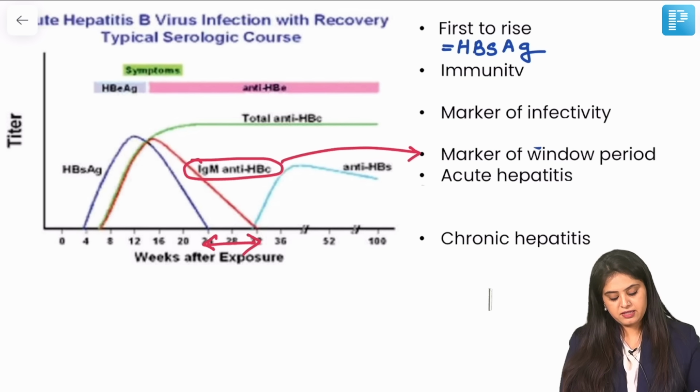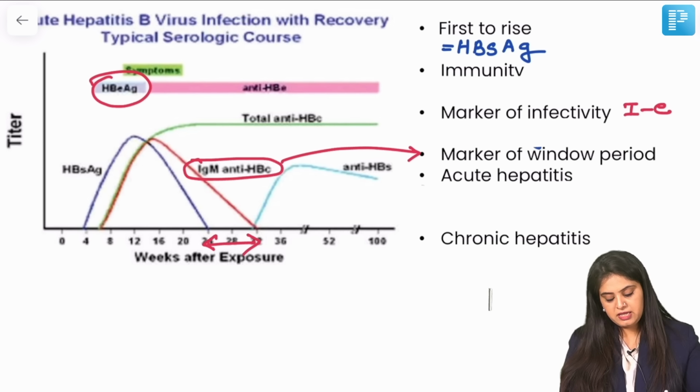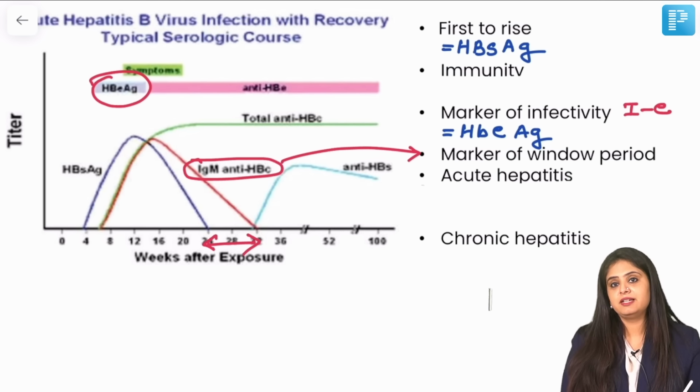Next, which is the marker which will tell me that right now the patient is highly infective? So for infectivity, we have the E antigen. The HBE antigen will tell me about infectivity.